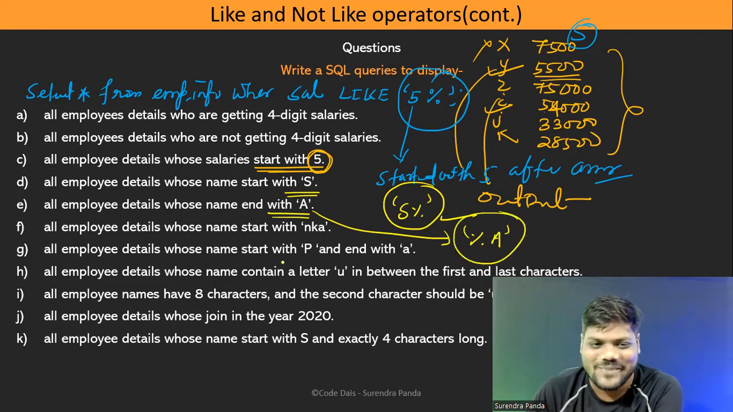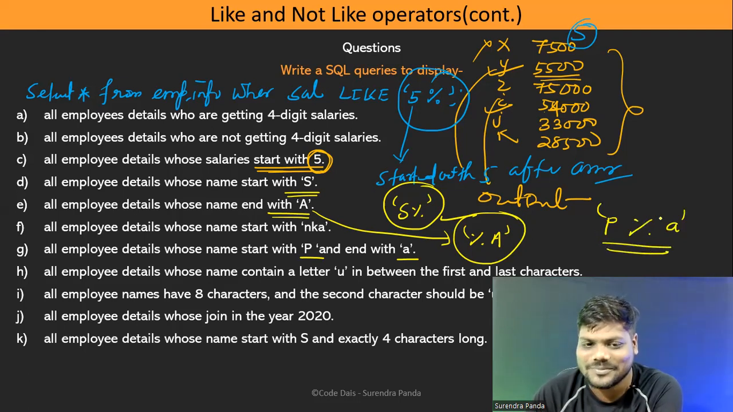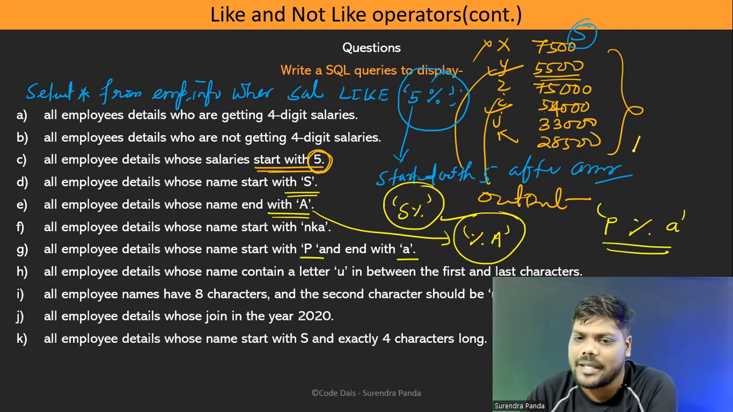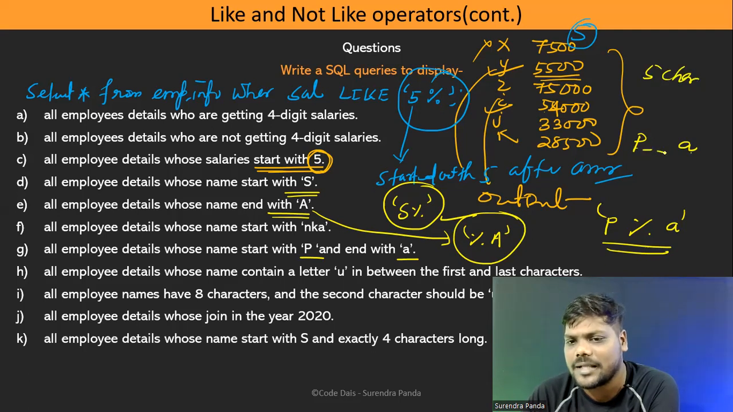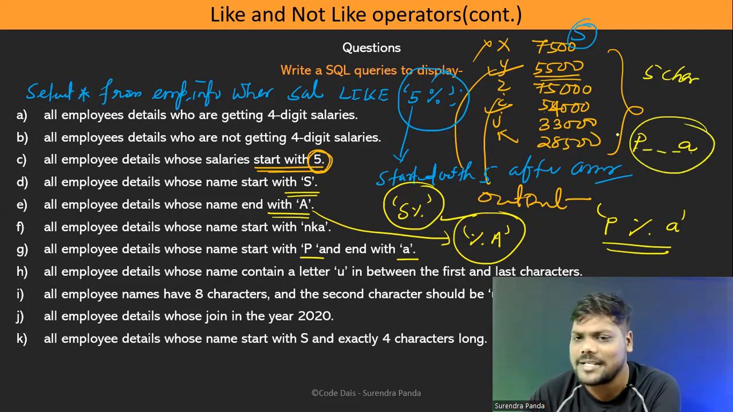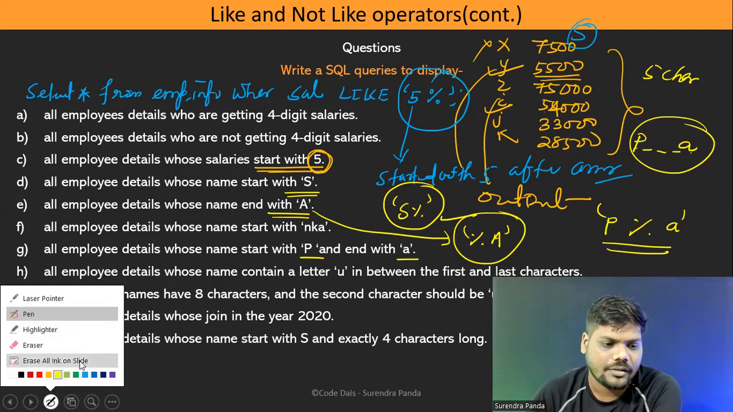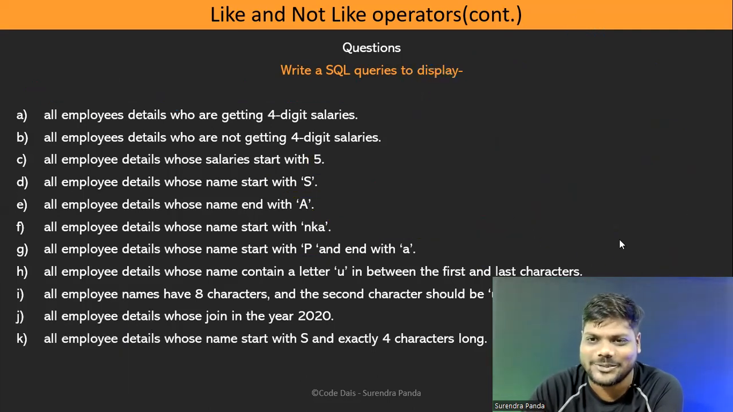Any doubt? No. Next, started with P and ended with A. In between, we want what? Any number of characters you can write, no problem. Right? So if I give a task like started with P, ended with A, but I want a five character name, that means started with P, ended with A, and in between you have to write 3 underscores. Right? Again, I will discuss practically, so wait for that.